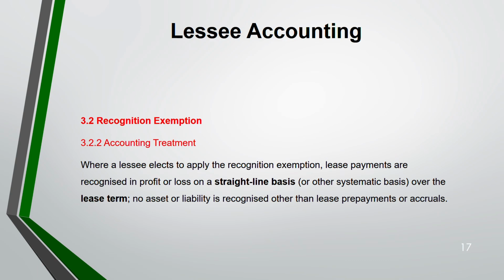Then what do you recognize? Your lease payment will be recognized as an expense in your profit and loss on a straight-line basis, same like depreciation expense, over the lease term. So no asset, no liability recognized other than your lease prepayment or accrual.